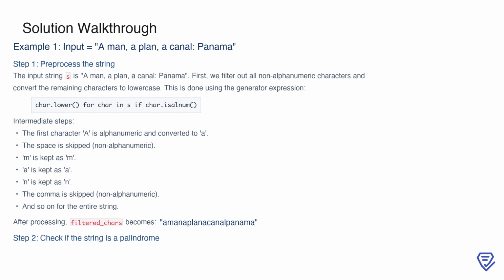For instance, the first character A is alphanumeric, so it gets converted to a. The space is skipped since it's not alphanumeric, and the next character M is kept because it already meets the criteria. This process continues for the entire string. By the end, we are left with the filtered result, "amanaplanacanalpanama", a compact version of the input containing only the necessary characters in lowercase. Now, this processed string is ready for the next step, where we determine if it is a palindrome.